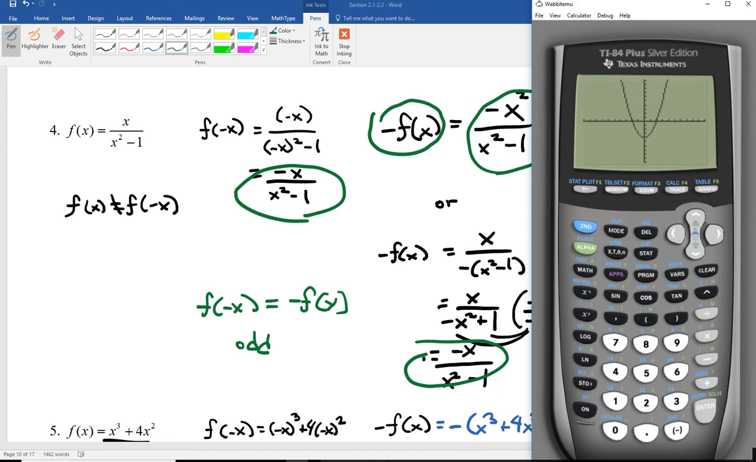And one last thing, if you're not sure, you can graph it. But just as a quick reminder, remember you cannot use your graph to show your work. This is just for you to double check. So I'm going to graph this. Now, if I want to graph this, I need to be a little bit careful.